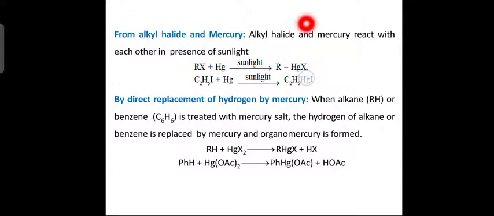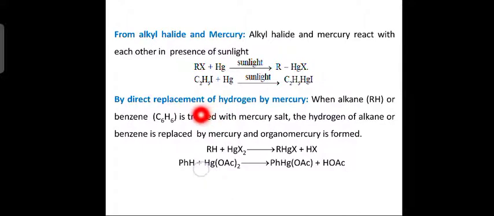Next line. From alkyl halide, another preparation, alkyl halide and mercury. Alkyl halide RX and mercury react with each other in the presence of sunlight. You get RHgX. This is the addition product formed, RHgX. So, example is R you consider as ethyl group, and then X as iodine. In the presence of sunlight you get C2H5HgI.